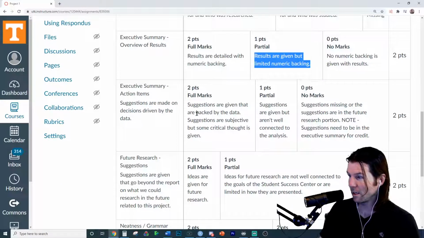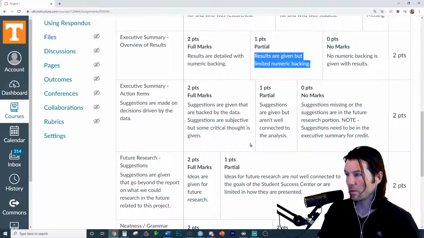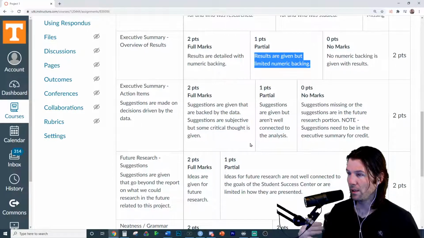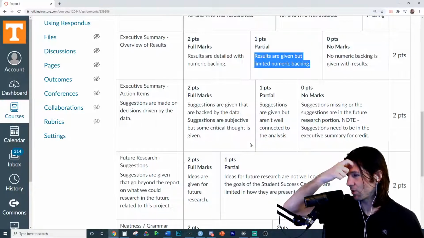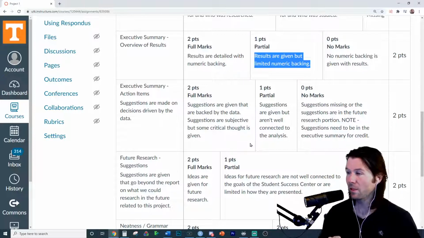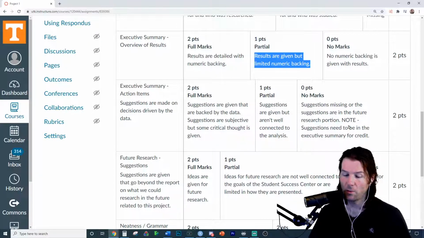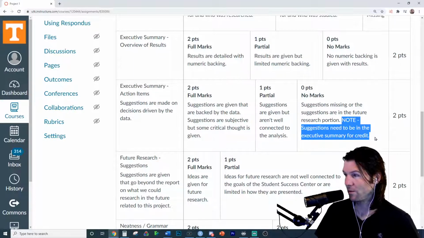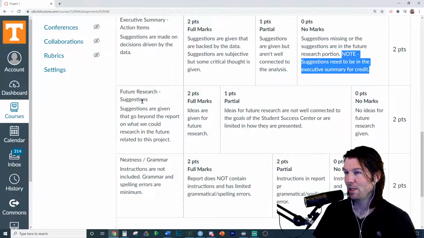And executive summary action items. So what's an action item? Action items are like things we're going to do from this. What will the Student Success Center do from this research? What takeaways are there? You need to make sure these are in the executive summary, because the executive summary should have everything. If you put them in the future research, you will lose credit. Suggestions need to be in the executive summary for credit. You can't put them in the future research down here, because the future research is for future research. And that's what it's going to be graded on.